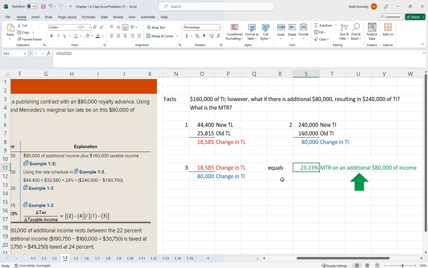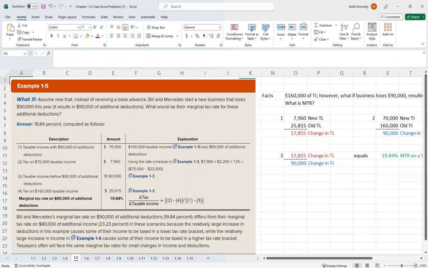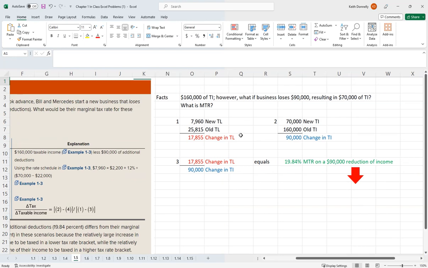And again, this is for an upswing in income. Example 1.5, you can look at this, I'm not going to belabor it here. It's basically the same facts, but what happens if our income went down by 90,000? How much is the tax savings, and what is our marginal tax rate on it? Again, just be aware you could be calculating it when income goes up or when income goes down.